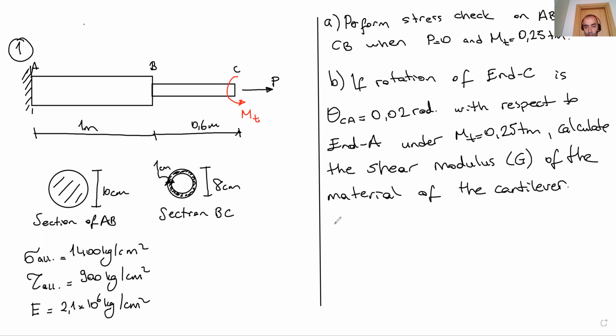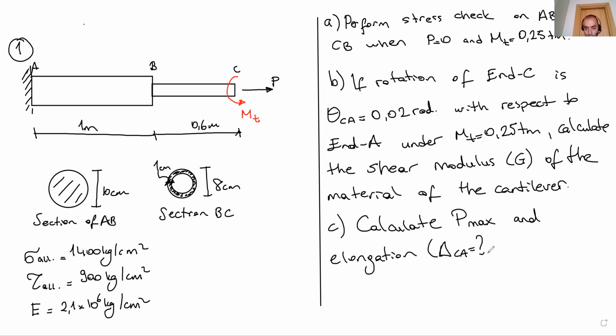And the last one here, calculate Pmax and elongation, which is delta CA, under Pmax when MT equals 0. Okay, here we have 3 different questions.